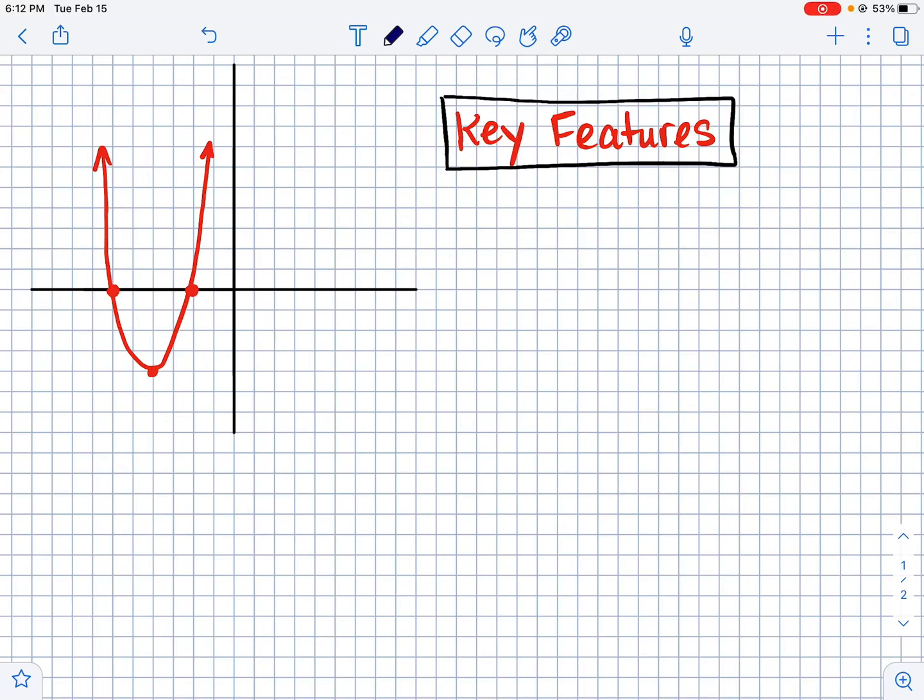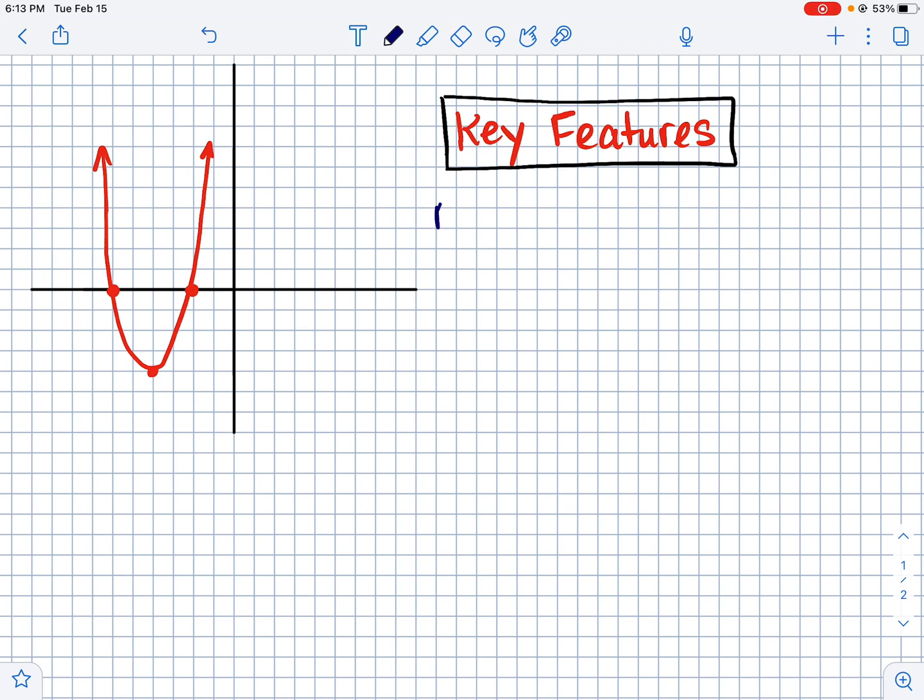It's a video on key features of parabolas. Okay, I sketched out a parabola right here. So a quadratic relation. So we got like the U shape. This guy's opening up. And let's just point out some key features.